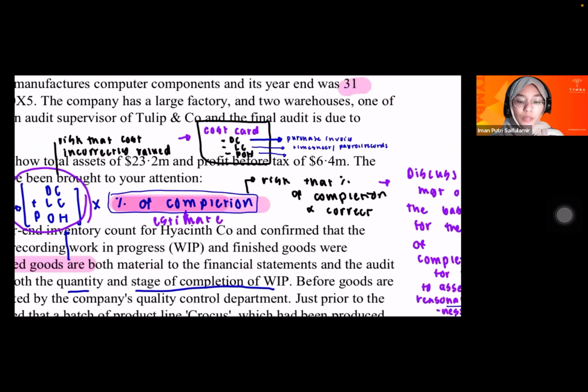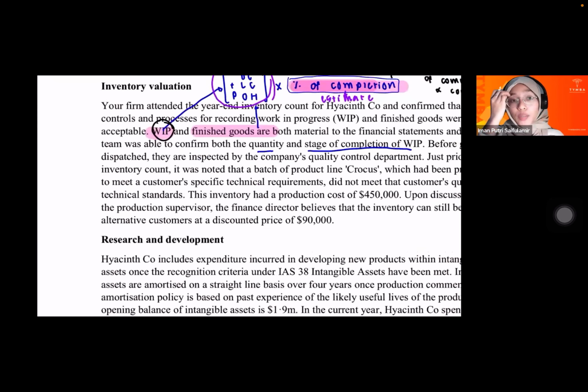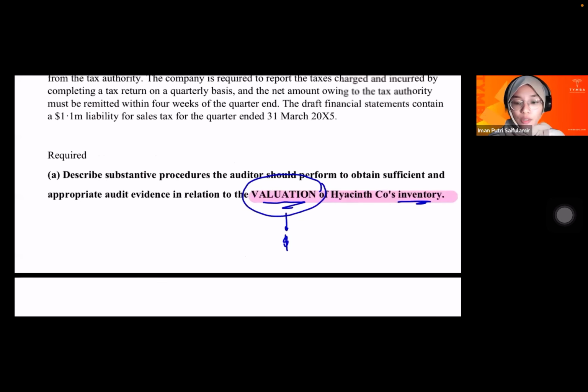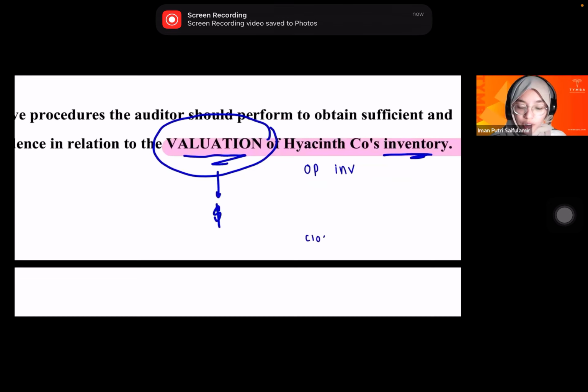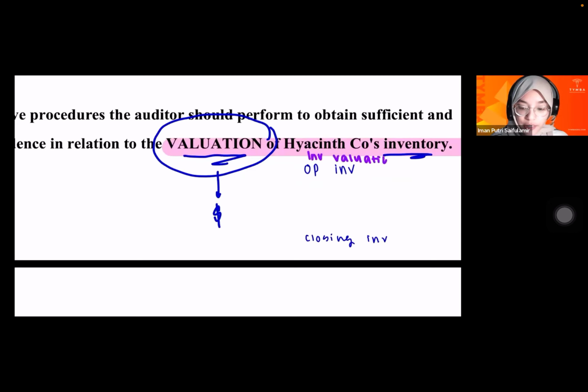Another thing, when you guys are doing valuation, it's useful to think of how do we get from the opening inventory all the way to the closing inventory. How do we calculate this inventory valuation? Opening inventory, and like Alia said just now, we will minus any write-downs.